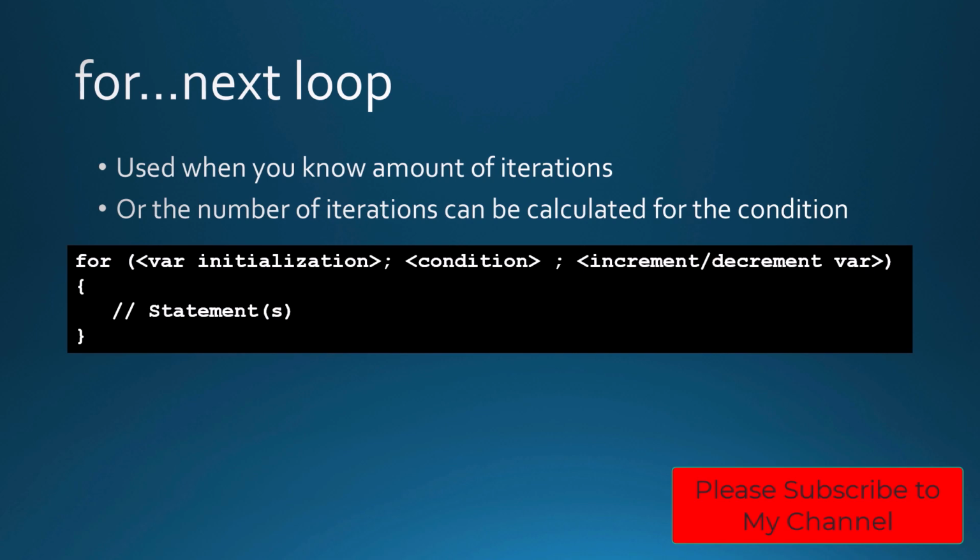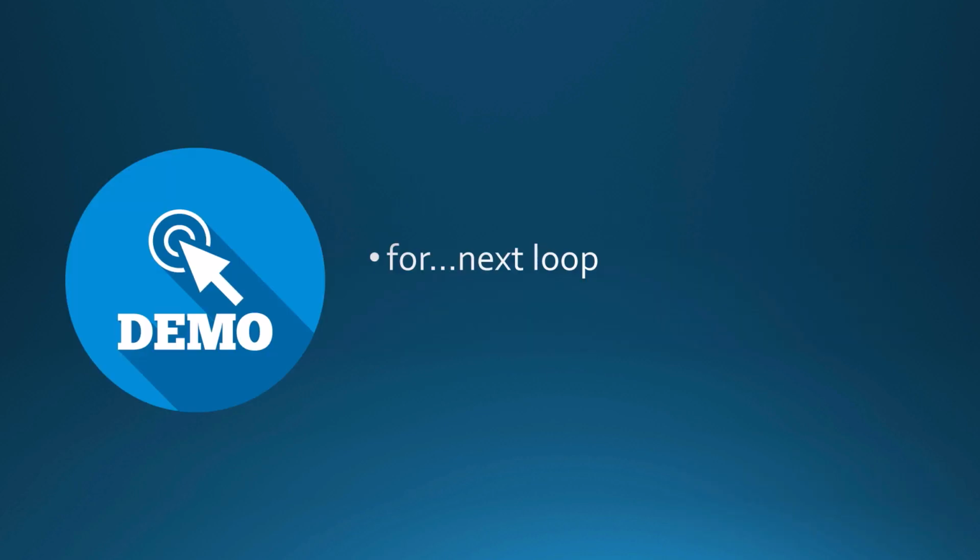We do for and an open close parenthesis, and within the parentheses we have three statements. The first statement is the initialization of some incrementing variable or decrementing variable. The second statement in there is the condition that you want to test on that variable. And then the third statement is how you're going to increment or decrement that variable. And then within the curly braces, we put our statement or our statements. So let's take a look at a for next loop.